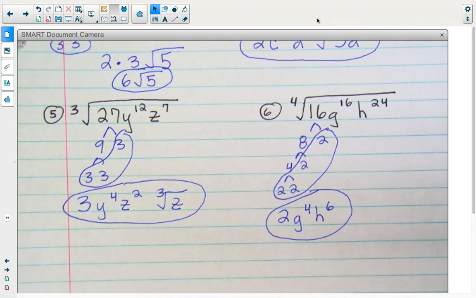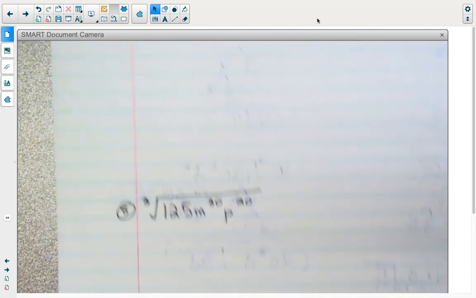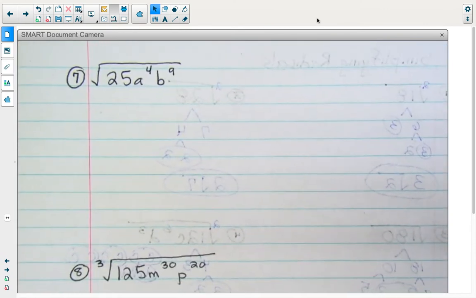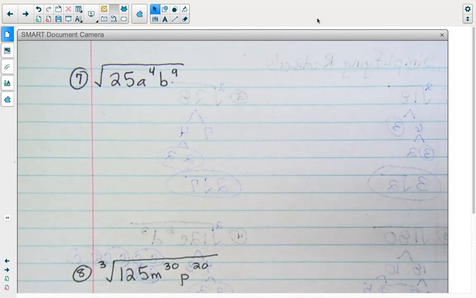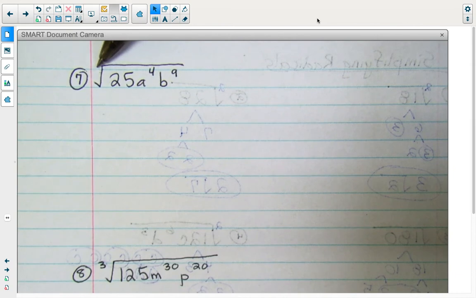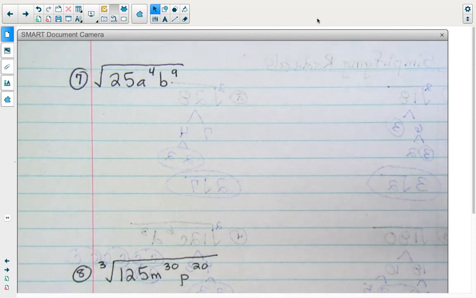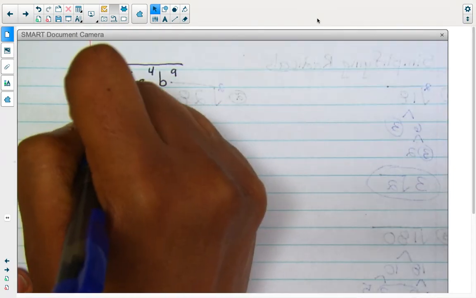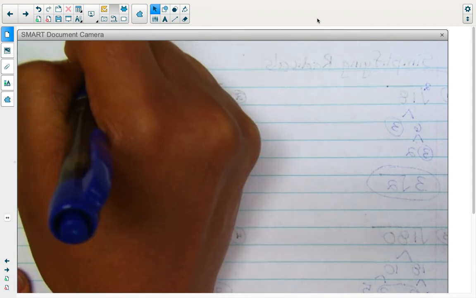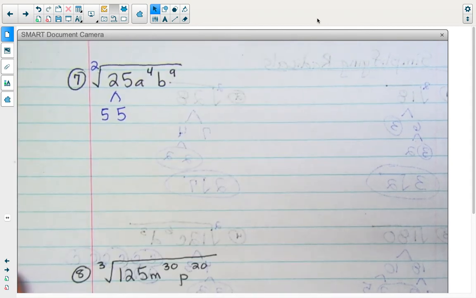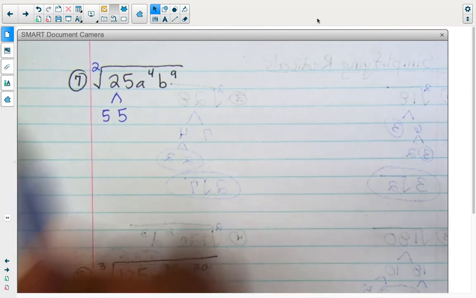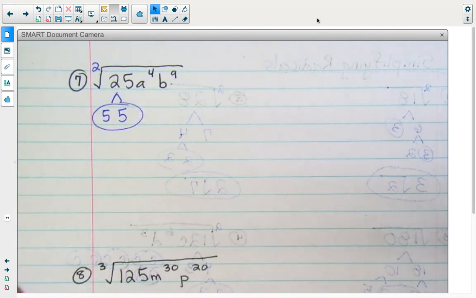All right, so this one I didn't have anything left over, so we leave my answer just like this. All right, I got a couple more that we'll go through and we'll do on the back side. So the square root of 25, A to the 4th, B to the 9th. So my index this time is the number 2. So I have a little 2 on the outside, so I'm looking for groups of 2. So this is going to be 5 and 5. And I'll put the index on the outside so we don't forget that we're looking for groups of 2. So I'll circle those together. All right, off we go.